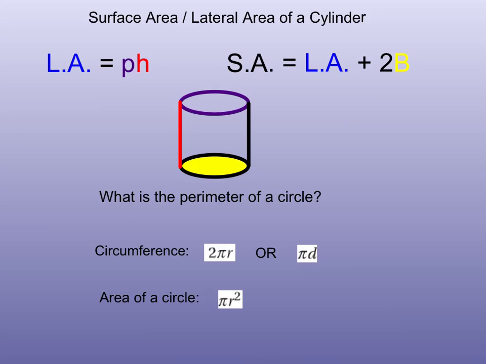The perimeter of a triangle is when I add up all the sides, but the perimeter of a circle we actually call circumference. So we now need to remember the formula for circumference, which is either 2 pi r or pi d. And remember, r is radius, d is diameter. So either I take my radius and double it, multiply by pi, or I take the diameter and multiply by pi. Remember, the diameter is really 2 times your radius. And then the area of a circle, which we're also going to need to find the base area, is pi r squared. So these are very, very important formulas to remember.